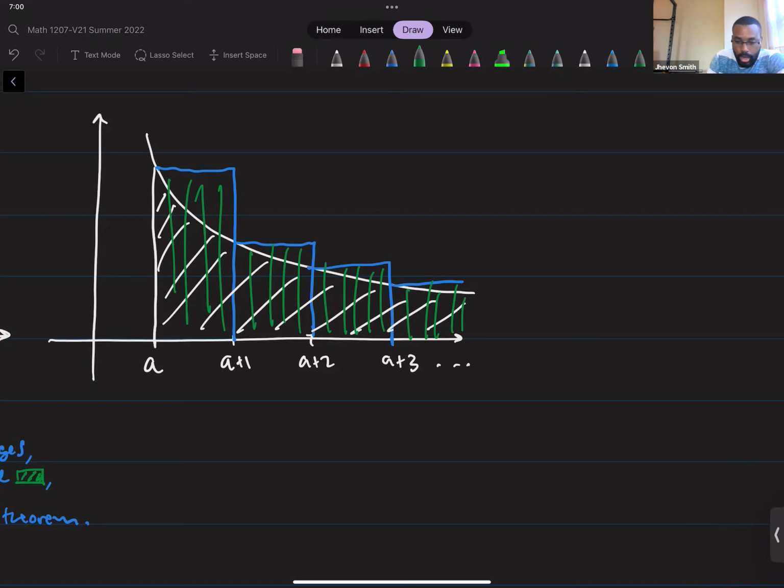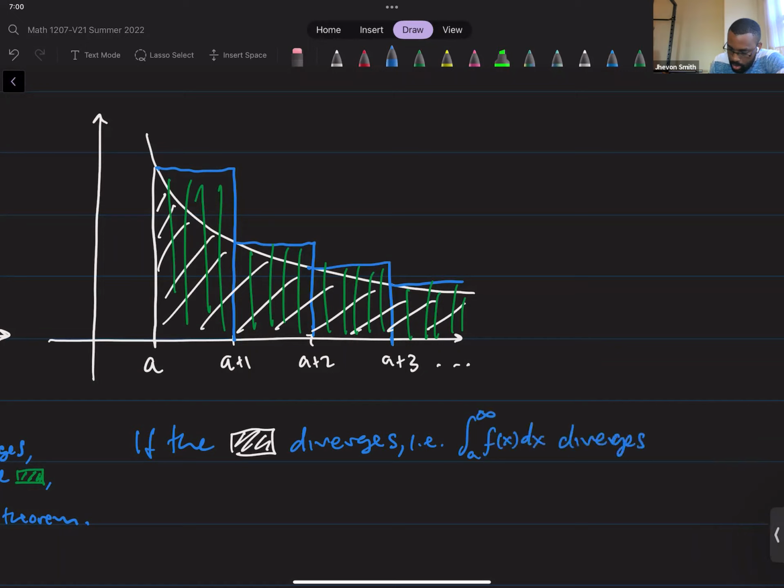And again, by the comparison theorem, if the white area diverges, i.e. the integral diverges, then so must the green area, i.e. the series.